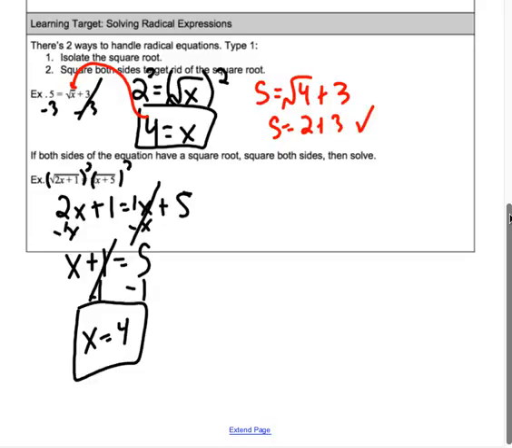And again, if I want to, I can definitely check that I just got the right answer. If I plug a 4 in here, 2 times 4 plus 1, well, 2 times 4 is 8, plus 1 is 9. On this side, I plug in a 4. 4 plus 5 is 9. And look at that. Your two answers match, telling you that you should be confident in the answer that you just got.